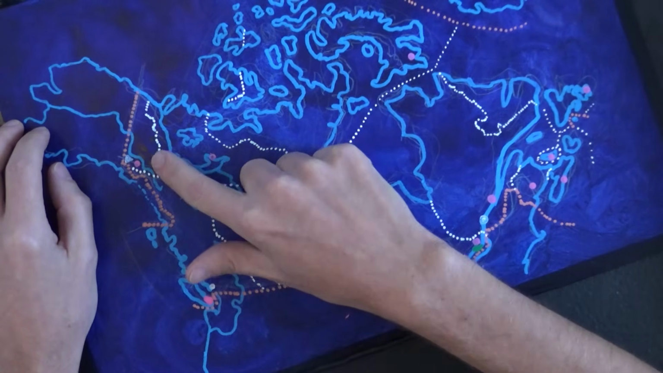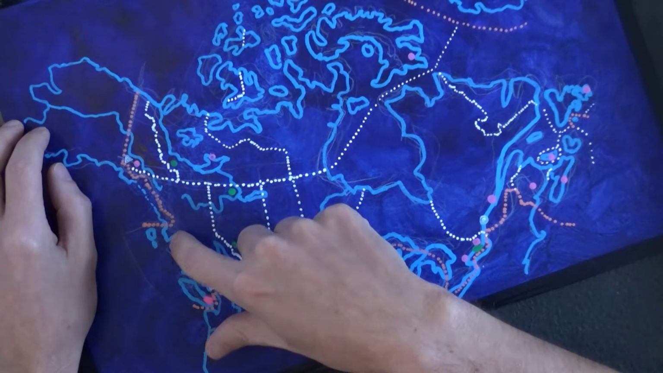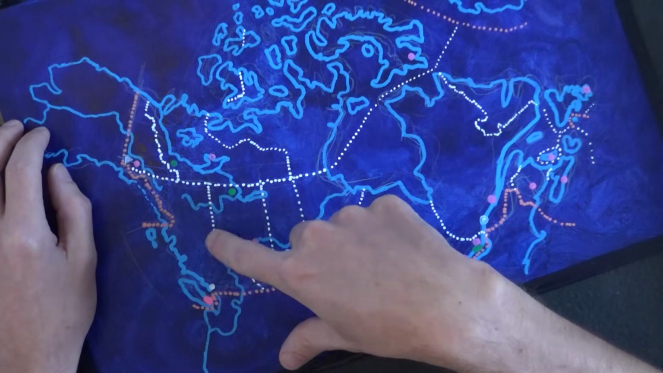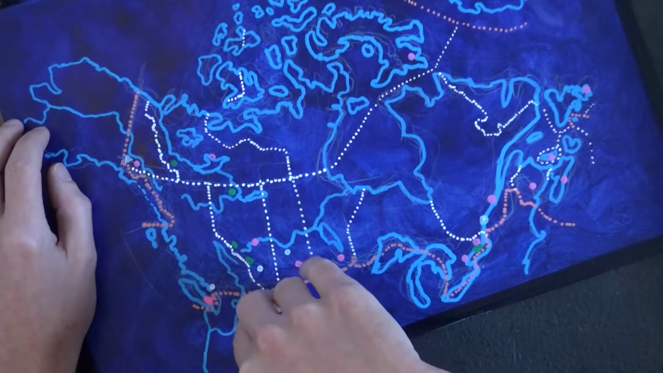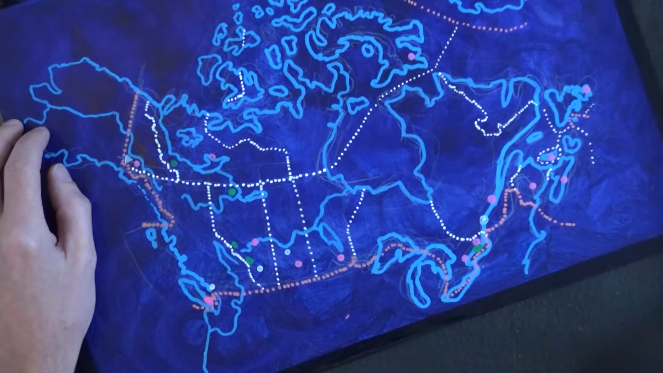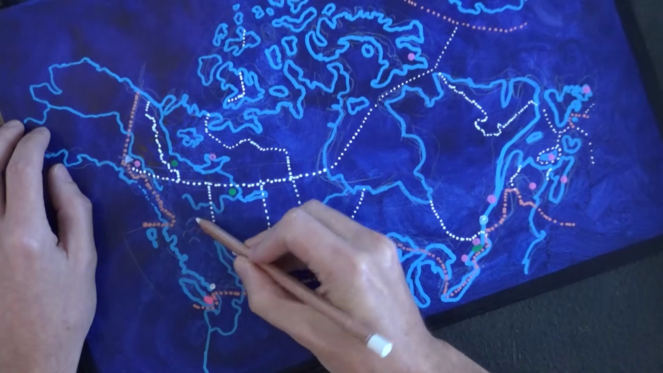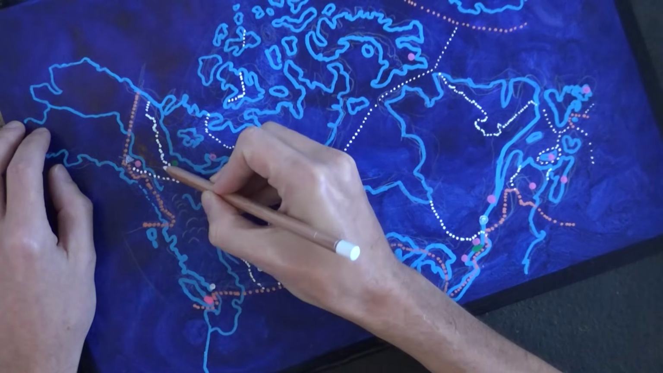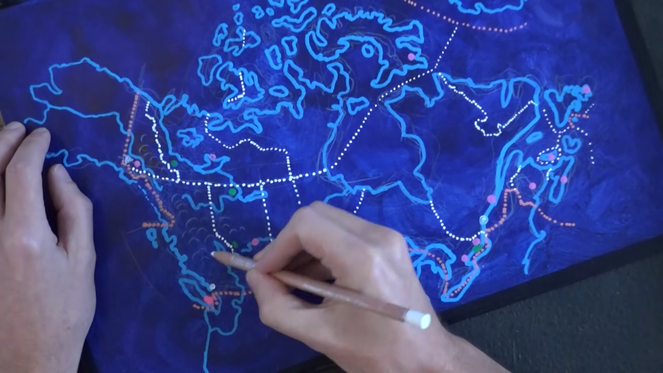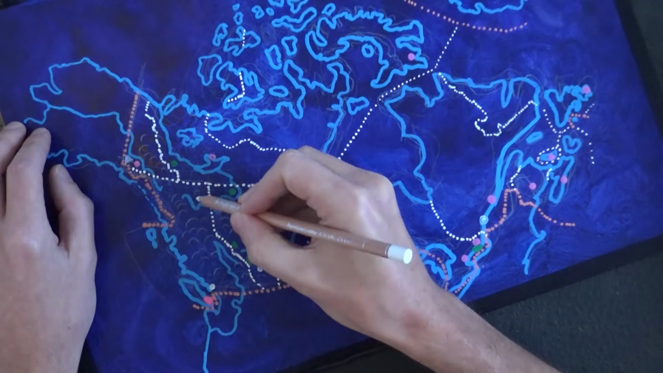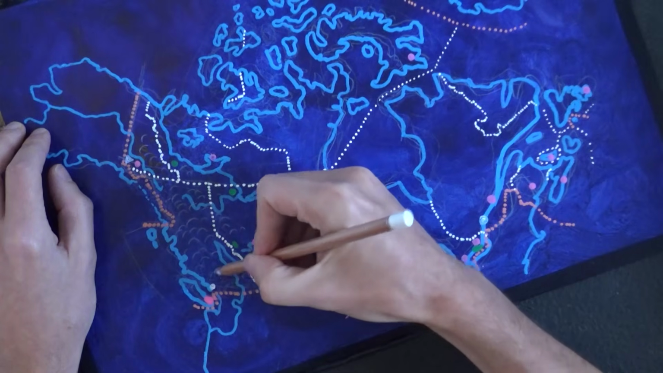We have the Mackenzie Mountains, northern parts of it here, the Coast Mountains, Columbia Mountains, and maybe I can draw some mountain tops just to show you that. And also you can see the rivers have their sources in this area.